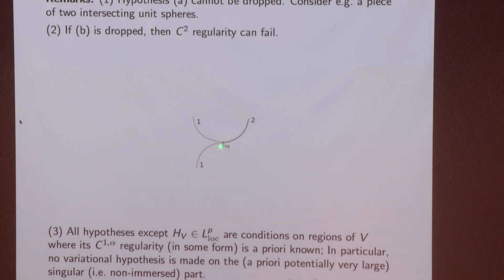See, if you think about this, the touching point has density 2, and there's also a set of positive measure of density 2 on this side. And the conclusion fails in the way that this is not a union of two C2 graphs, but it's a C2 graph and a C1,1 graph. So the best hope, if you drop assumption B, is to prove that you get C1,1 conclusions, not C2.